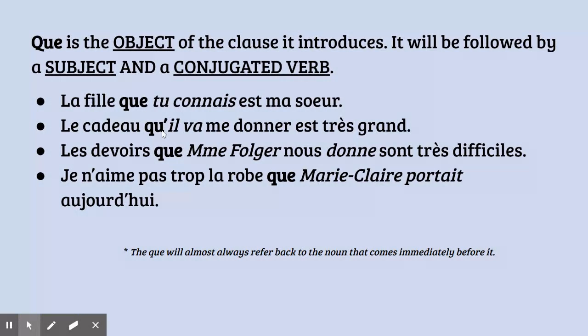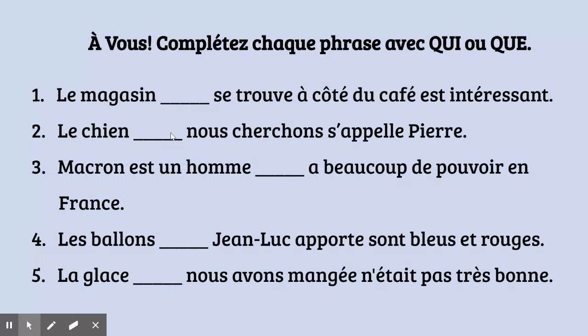And you'll notice if que is followed by a vowel, then you drop the e and do an apostrophe. You will never, ever drop the i off of qui, even if there is another verb after it. So that is the summary of what the difference between qui and que is. So here's a few examples. Look at it, decide if there is a verb after it. Is it functioning as the subject? Or is there a subject and a verb after it and it's functioning as an object? So if it's followed by a verb, just a verb, you'll use qui. If it's followed by a subject and a verb, you'll use que.